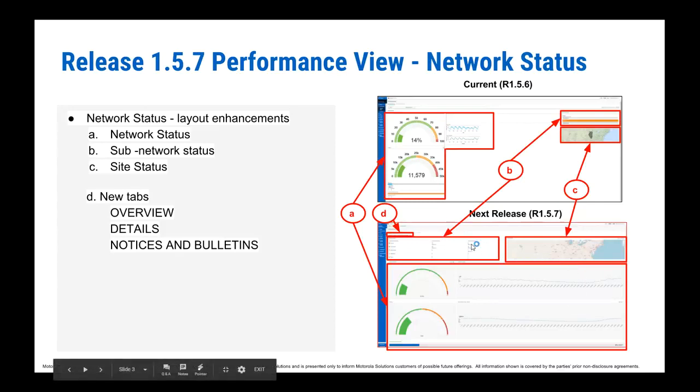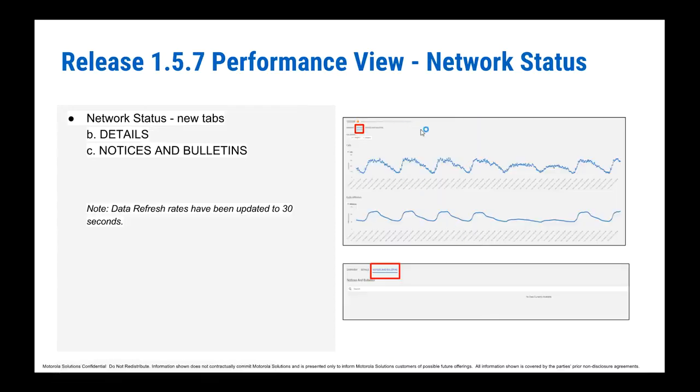The Details tab contains an expanded view of the call trend and the radio affiliation trend line charts as seen in the top diagram. The Notices and Bulletins tab contains a table of all notices and bulletins pertaining to your specific network configuration as seen in the lower diagram.